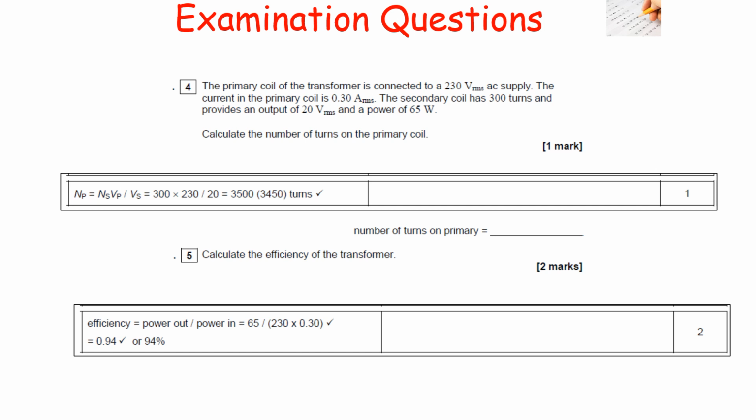Now you can work out the input power, the power in the primary coils, because you know that P equals VI. You've got V is 230 from the question, I is 0.3 from the question, so it'll be 230 times by 0.3 to give you your power in, so you work it out to be 0.94.